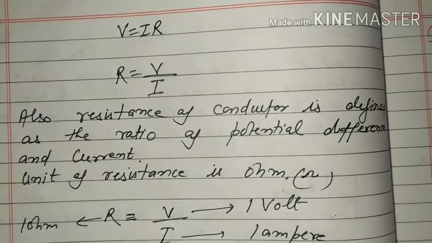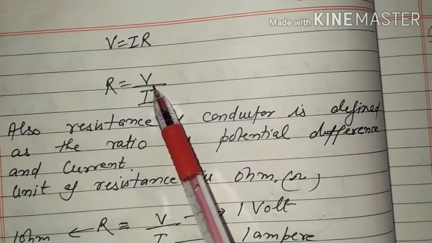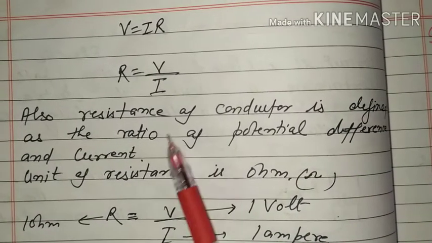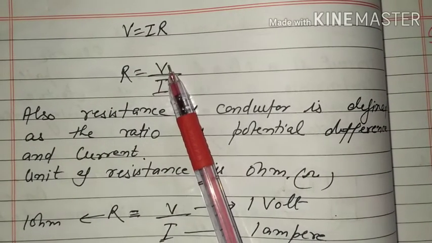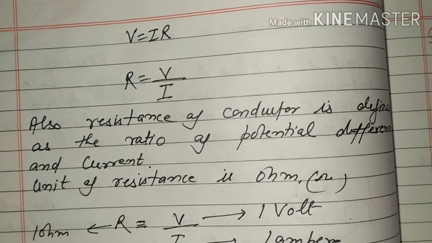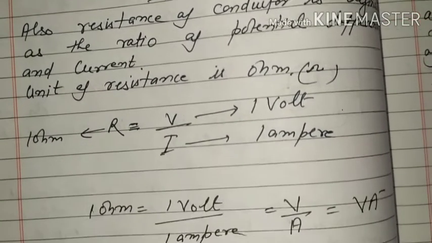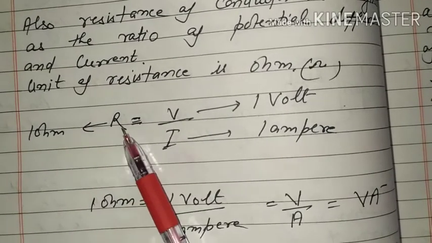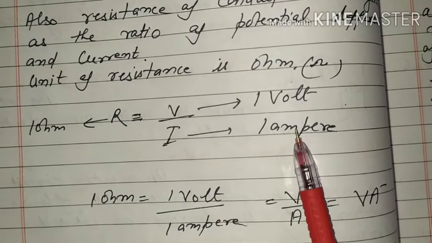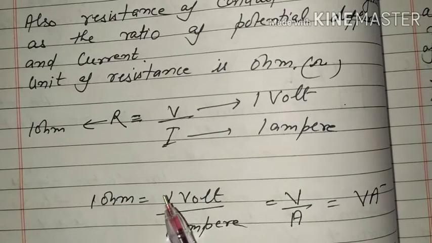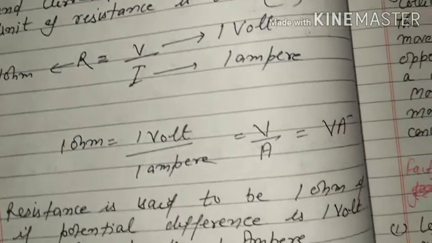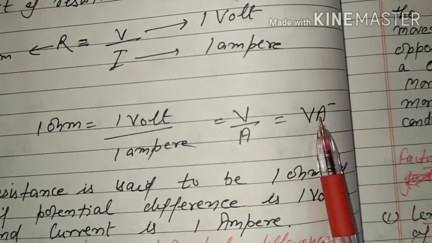Now V is equal to I R from Ohm's law, and R is equal to V by I. Also, the resistance of a conductor is defined as the ratio of potential difference (voltage) and current. That is also Ohm's law, also the definition of resistance. Now, the unit of resistance is ohm, with V for volt and I for ampere. So 1 ohm is equal to 1 volt by 1 ampere, that is volt per ampere.